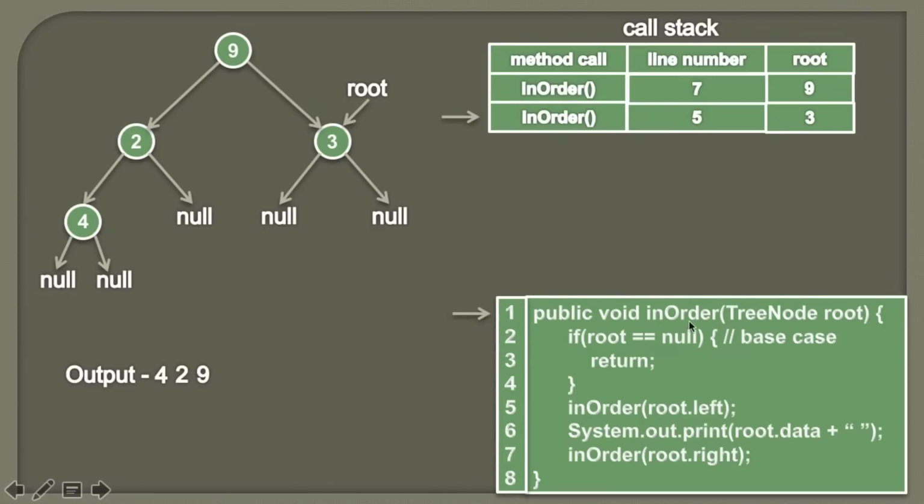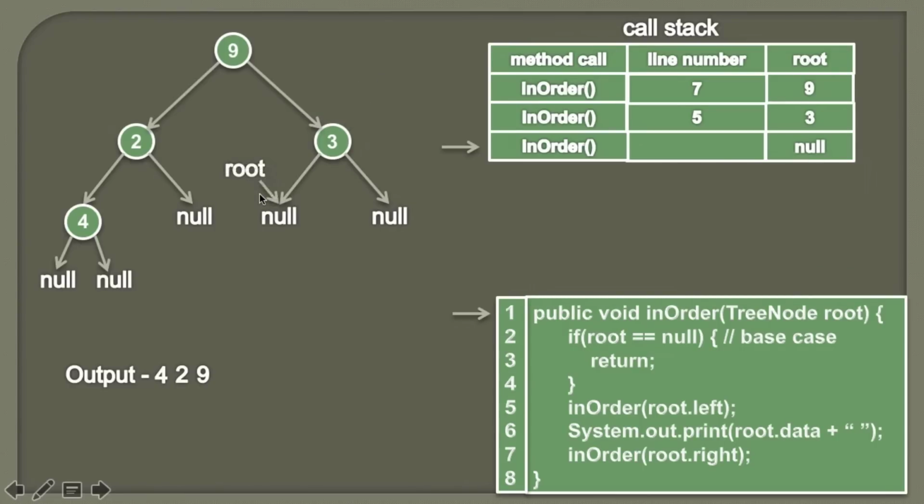So then execution point will reach to this inOrder method with a root as null. So we know that there will be one more method on the call stack with a root as null. And now root will point to null. Moving ahead, we check whether root is equal to null or not. So currently root is equal to null. Therefore we'll simply return from this method, and this method will be completely removed from the call stack.